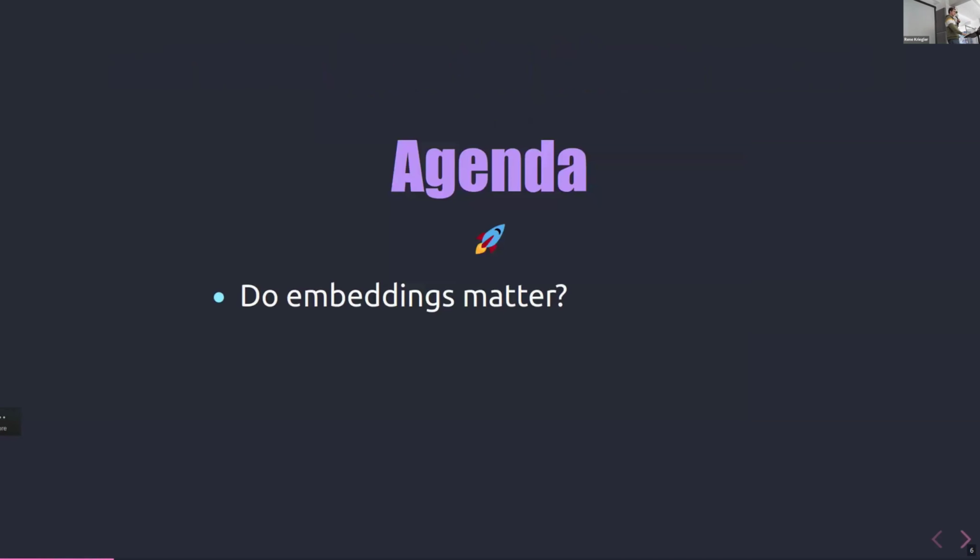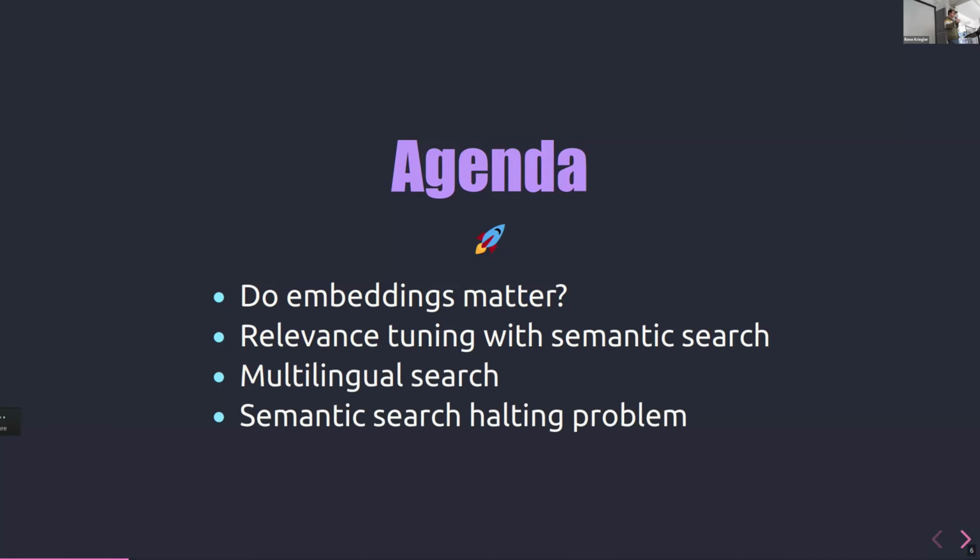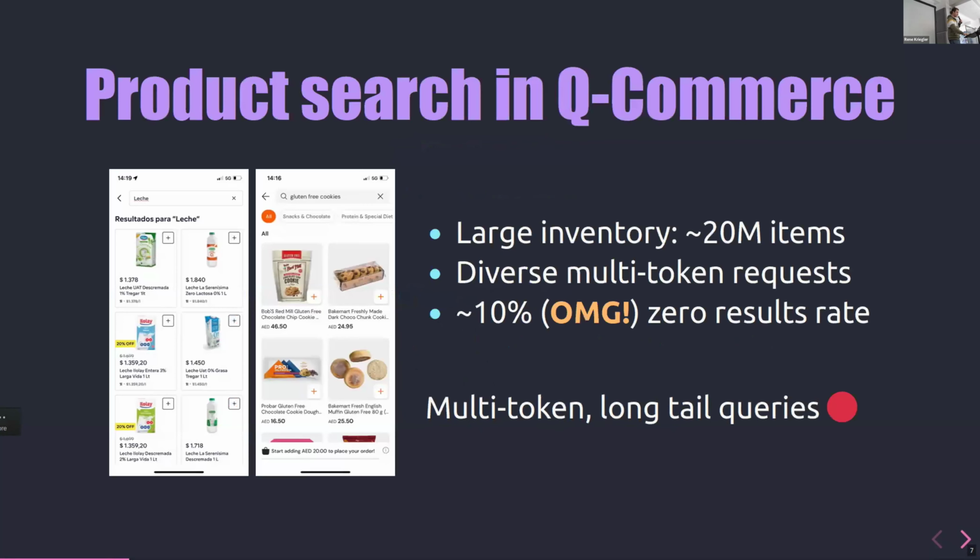At first, we're going to talk about whether embeddings matter. Can you just take embeddings from OpenAI and they will work, or not? Maybe open source, maybe fine-tuned. How could you do relevance tuning with semantic search? With lexical search there are boosts, synonyms, and queries, but in semantic search it's just vectors. How does it work if you are not searching in English? Spoiler: not well. And last but not least, semantic search always returns products. Even for the most bizarre query, it will find something, even when it shouldn't. So how should you deal with this?